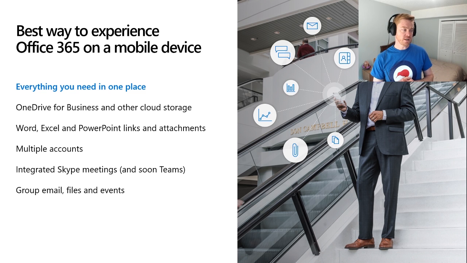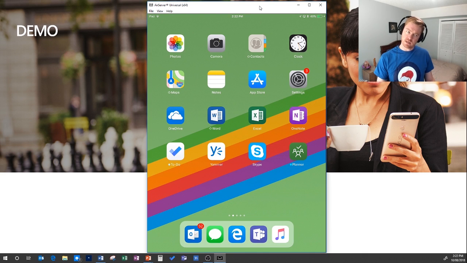I love that feature. Integrated Skype meetings and soon Microsoft Teams, but when you're in the inbox or in your calendar within the Outlook app, you can go and join that Skype meeting right from the Outlook app, and it'll open up the Skype or soon Teams app to do that. So without further ado, let's kick into the demo.